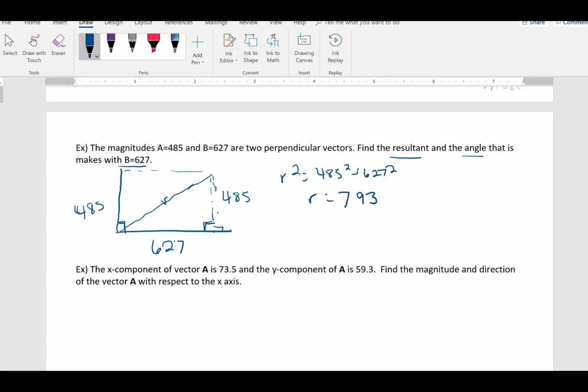Let's find the angle between B and the resultant. That's what we're looking for. So we're looking for this angle. We have opposite over adjacent, so tangent of theta equaling 485 over 627. When you take the inverse of tangent of this fraction, your angle is 37.7 degrees. And if we write it in the form of our angle theta, it would be 793 angle 37.7 degrees.